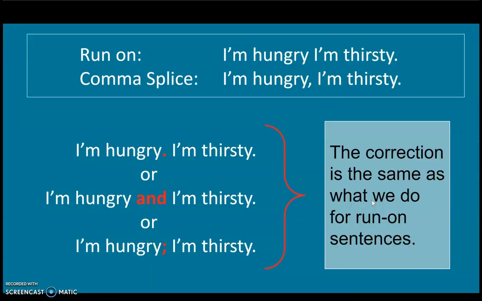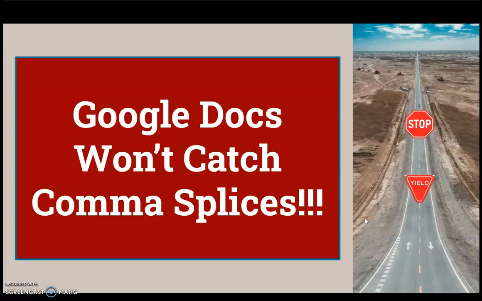So you correct comma splices in exactly the same way that you correct run-on sentences. I'm hungry, period, I'm thirsty. Or I'm hungry, oh, this should have a comma here. I'm hungry, comma, and I'm thirsty. Or I'm hungry, semicolon, I'm thirsty. This is the same three types of corrections that you can use for run-on sentences. One thing to note is that Google Docs can't, for some reason, recognize comma splices. I think that's why so many of my students' papers end up having comma splices. It's because Google Docs can't determine when that's happened.